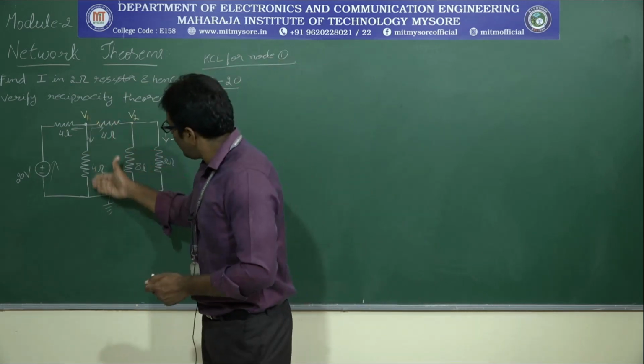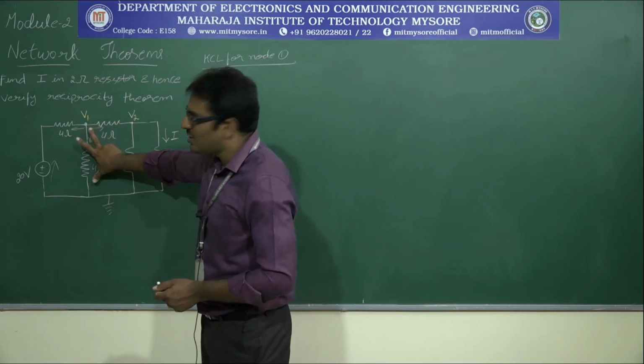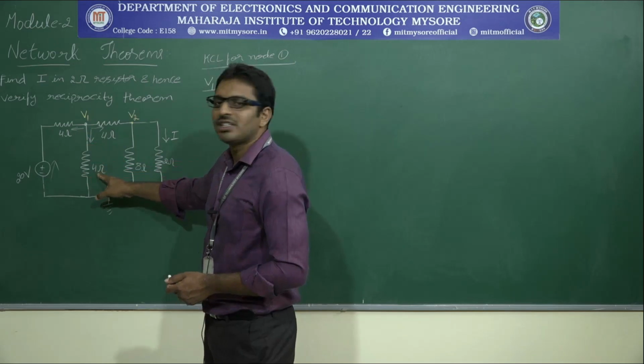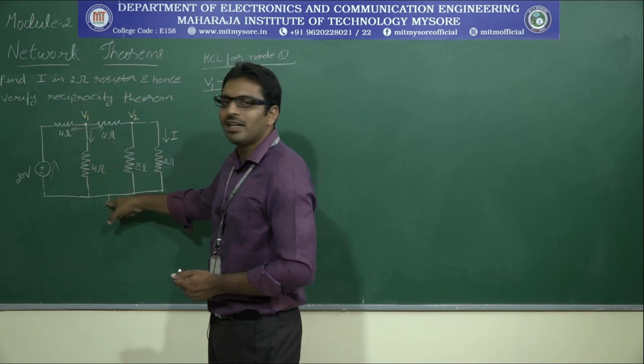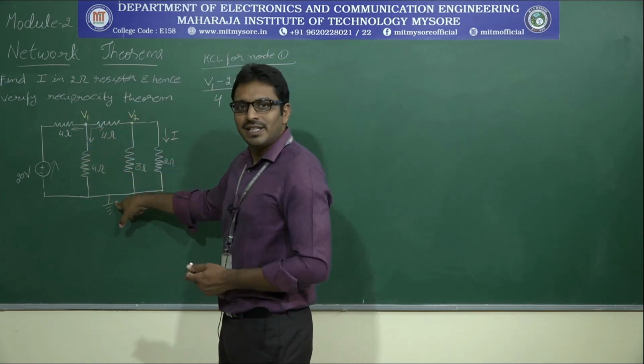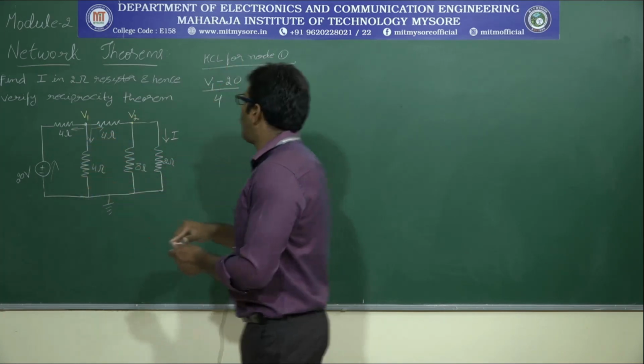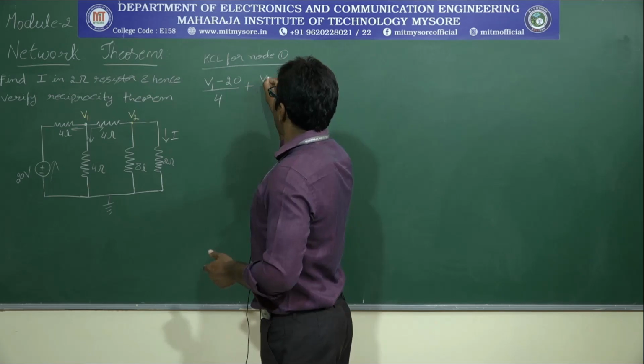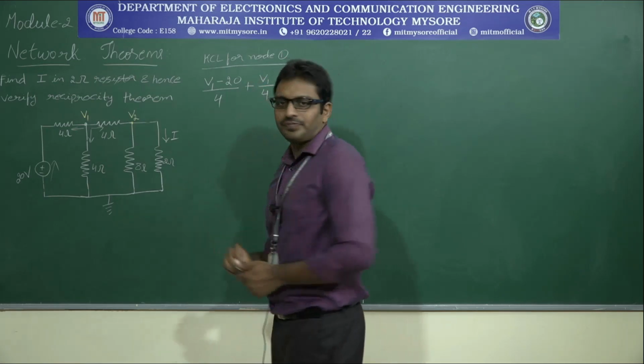Similarly, what is the current in this branch? We know the potential difference because this 4 ohm resistor is connected between V1 and ground. So, potential difference is V1 minus 0 divided by resistance 4. So, plus V1 by 4.